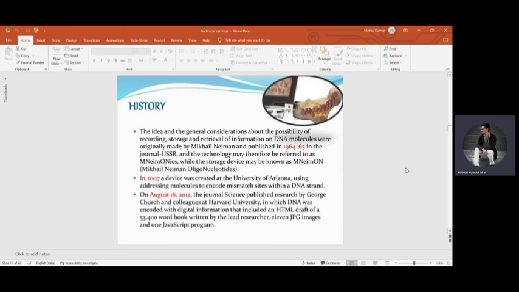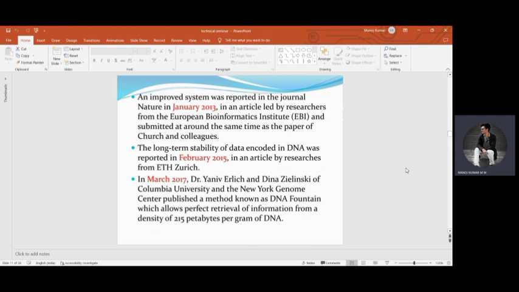An improved system was reported in the journal Nature in January 2013, in an article led by researchers from the European Bioinformatics Institute and submitted at around the same time as the paper of Church and colleagues. The long-term stability of data encoded in DNA was reported in February 2015 in an article by researchers from ETH Zurich. In March 2017, Dr.